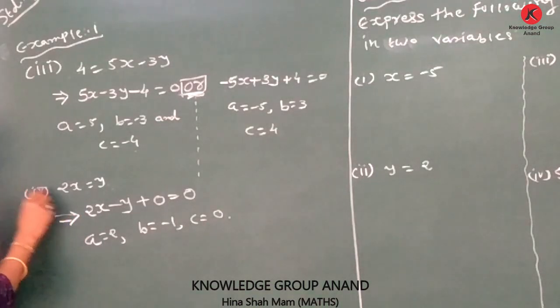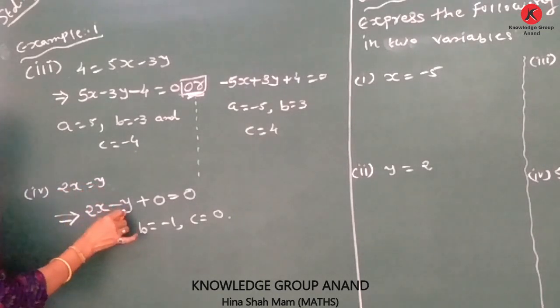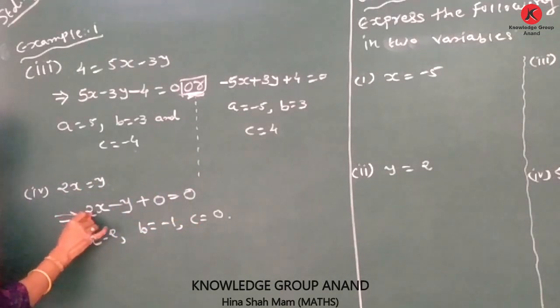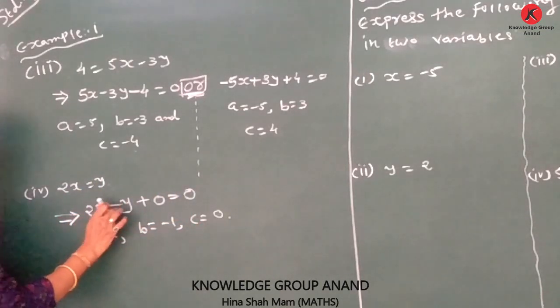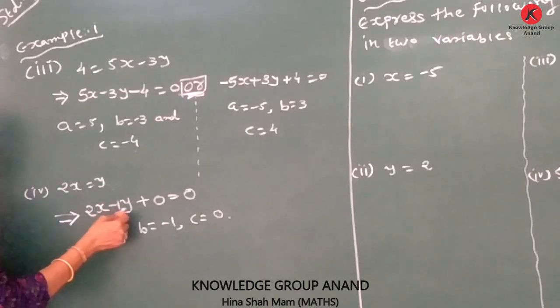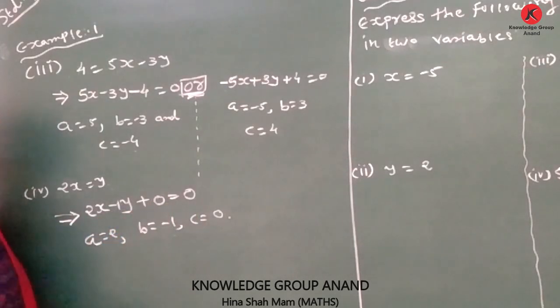Number 4. 2x is equal to 1. It is in standard form. 2x minus 1 plus 0 equals to 0. Here a is equal to 2, b is equal to minus 1y, therefore b is equal to minus 1. C is equal to 0.